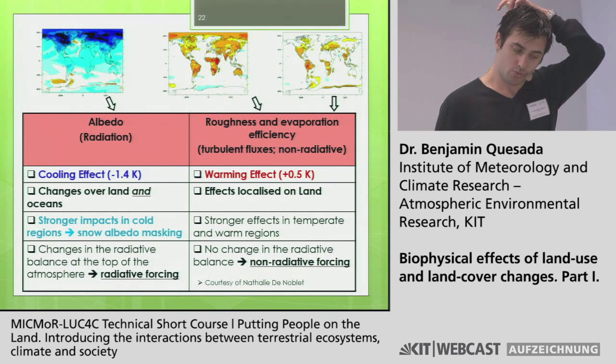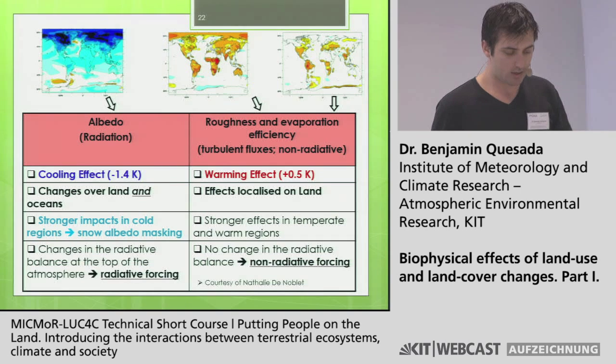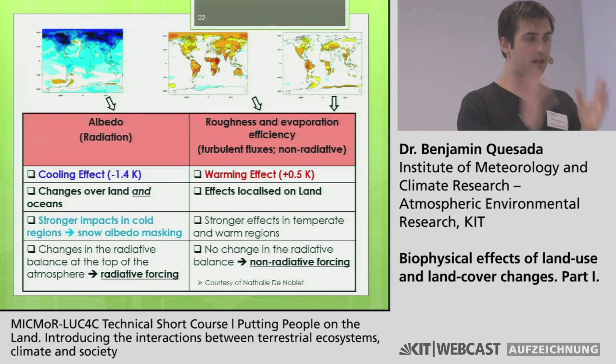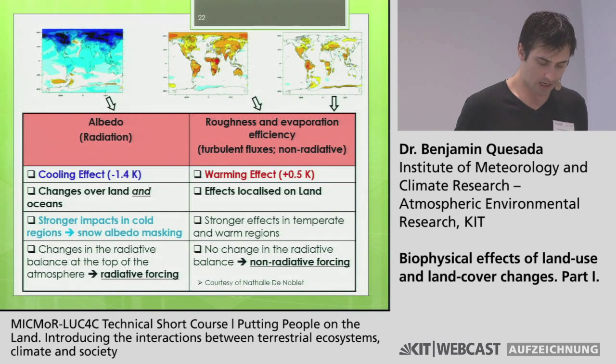Okay, so we can recap here. The albedo changes are a radiative forcing, and it gives a cooling effect in the case of a global deforestation. Here, according to the simulation, it gives globally on land and oceans a -1.4 cooling effect due to deforestation.